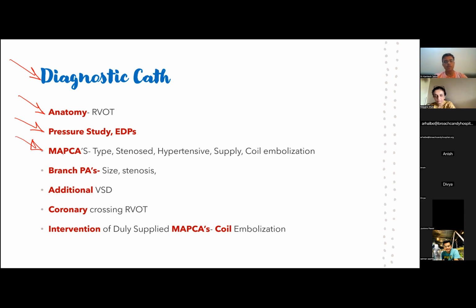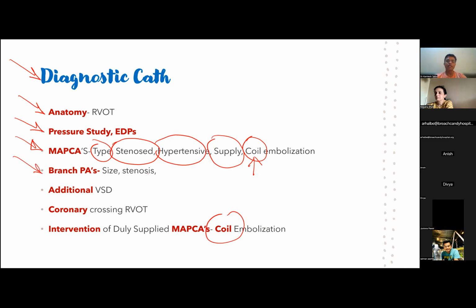And what we want to know is how many MAPCAs there are, the type of MAPCAs, whether the MAPCA is stenosed or not, whether the MAPCA is hypertensive or not, and whether there is any dual supply or not. If there is dual supply, then they will do a coil embolization of the MAPCAs during the diagnostic cath itself. So that is coil embolization of MAPCAs if there is dual supply to the lung. Branch pulmonary artery size and stenosis is important. Whether an additional VSD is present or not, and whether a coronary crosses the RVOT or not. So these are the information we want from the diagnostic cath.